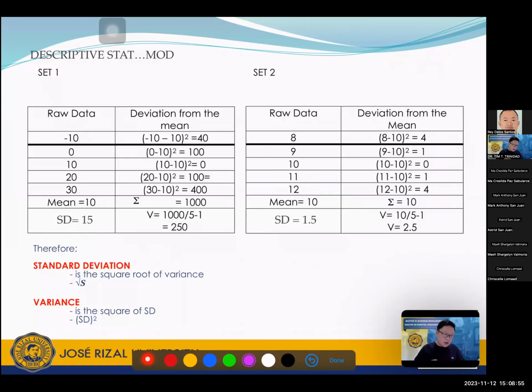So again, the shortcut is if you want to know the standard deviation, and you know the value of your variance, you just get the square root of the variance. And vice versa. If you know the value of your standard deviation, you can just square your standard deviation and that becomes the value of your variance. Okay? Understood? So again, I'm bringing back these two sets. Okay, our mean is 10 and eventually our variance is 250, right? So what is the square root of 250?